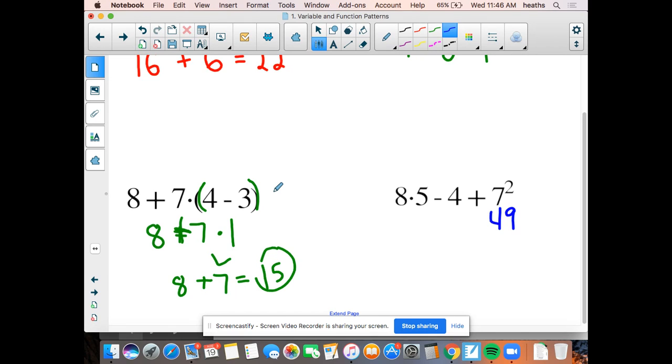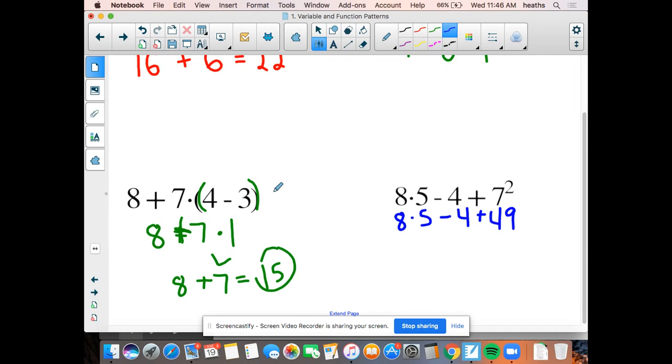49. Then we're going to drop the rest of our problem down. So 8 times 5 minus 4 plus 49. So now, if you look, we have 8 times 5 minus 4 plus 49. We had no parenthesis. We did have an exponent, and we solved it.